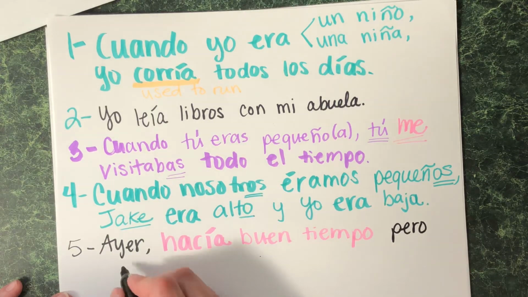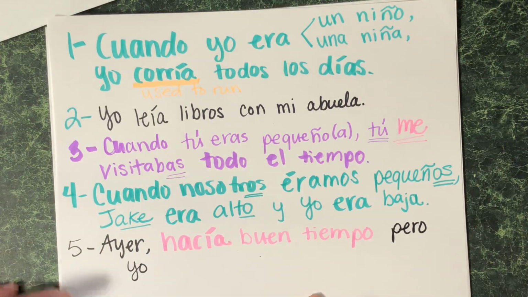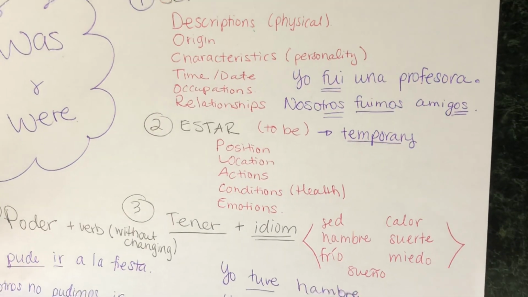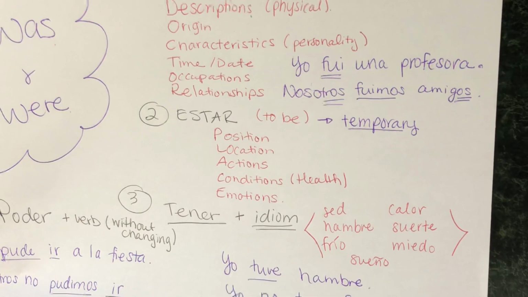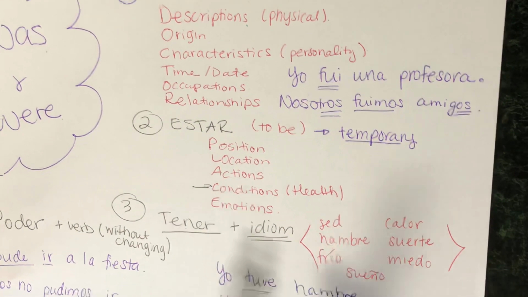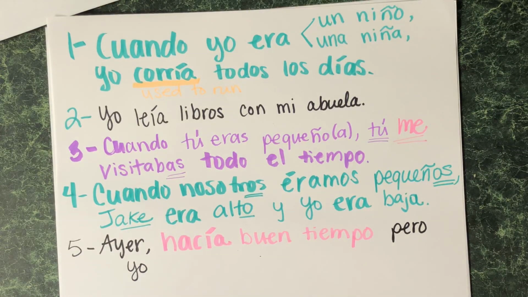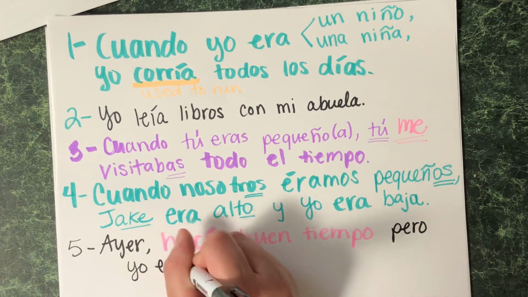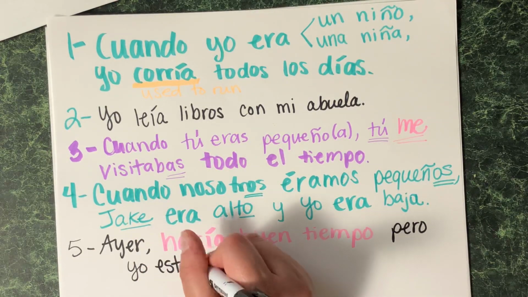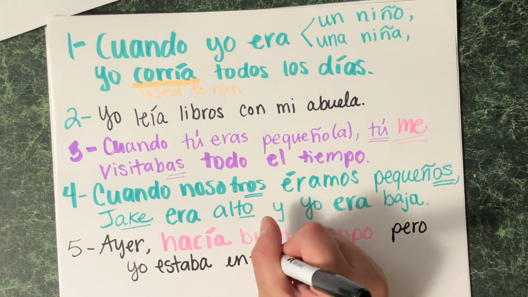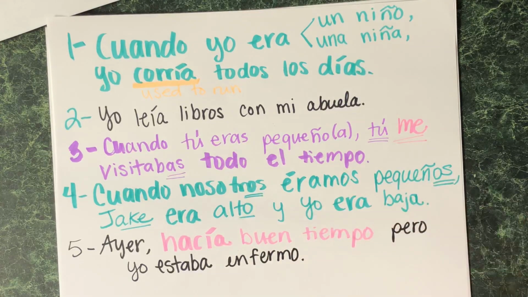I was sick. And then how would you say was sick? Ser, estar, tener, or poder. To be sick. You're talking about your health. So that's going to be estar. Estar is not irregular in the past, in the imperfect tense. So all you have to do is take the ending off and put the new ending. Estaba, and then sick. Enfermo.